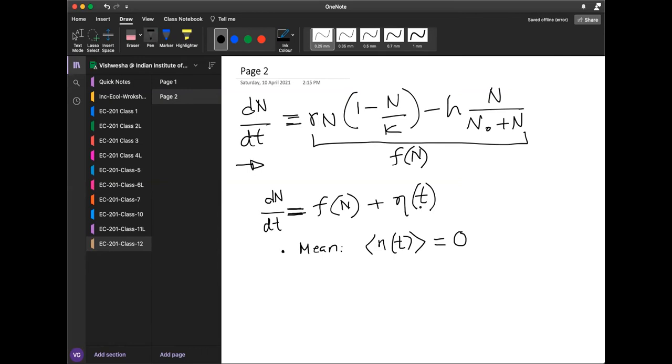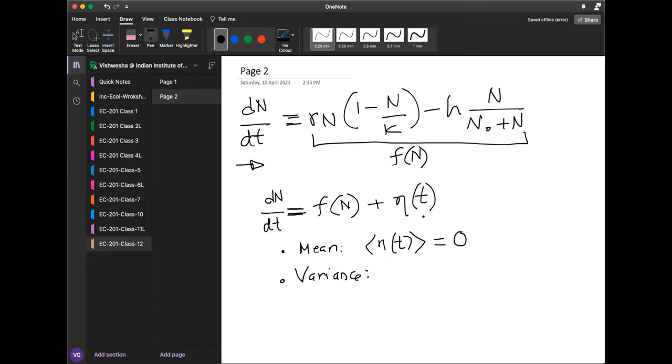For example, imagine that it had a mean of 2 units for some reason. Then instead of writing that the mean is 2, I could always write 2 plus eta(t), where eta(t) has a mean of 0, right? Likewise, if the mean is some arbitrary constant c, I could just write this as F(N) plus c plus eta(t), where eta(t) has a mean 0. So it's always good to define the mean of the stochastic variable to be 0, and that makes some definitions easy.